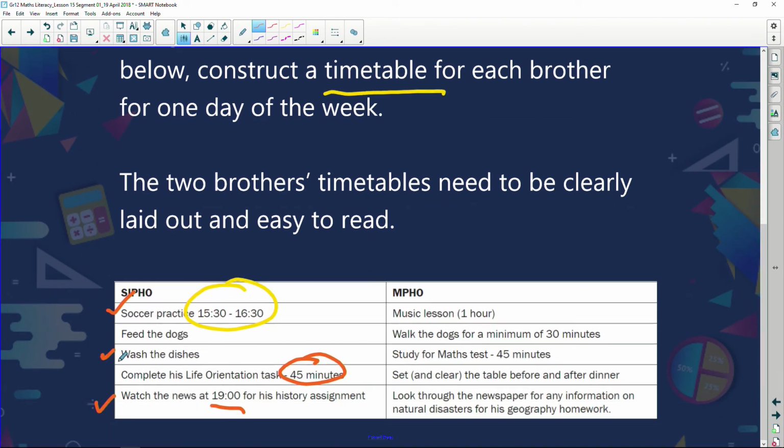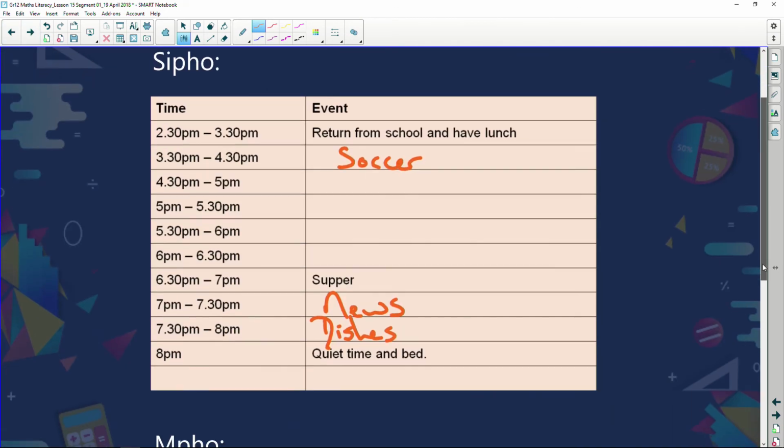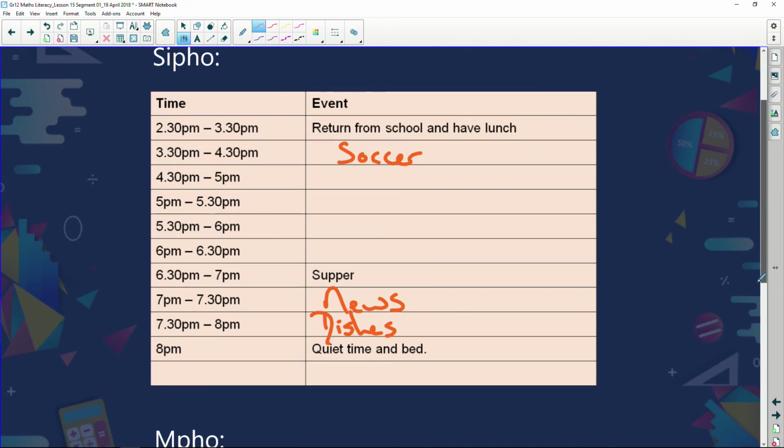Now, we've got to feed the dogs and we've got to complete our life orientation for 45 minutes. So looking at that, I'm going to quickly try and find a 45-minute slot as well as a slot for feeding the dogs. Now guys, there's a lot of time to do this, okay? I can actually say, you know what, let's do our life orientation here, and we're going to take a little bit of time in this half an hour as well. We're not going to go all the way to 5:30. We're going to go to 4:30, probably to 5:15. But we'll keep that time available.